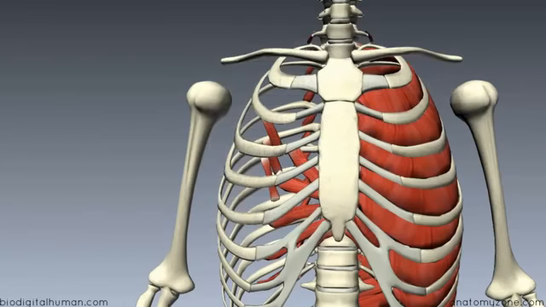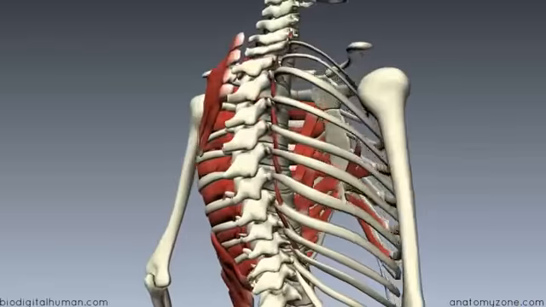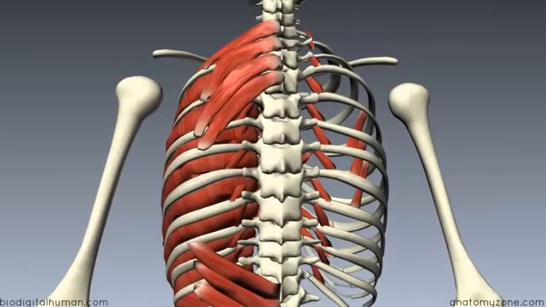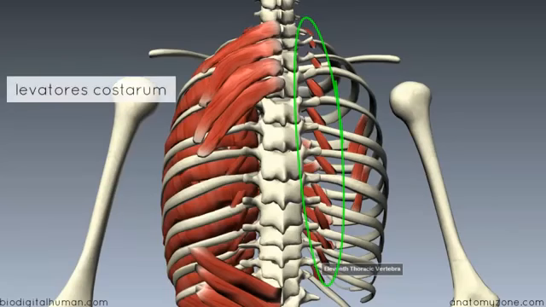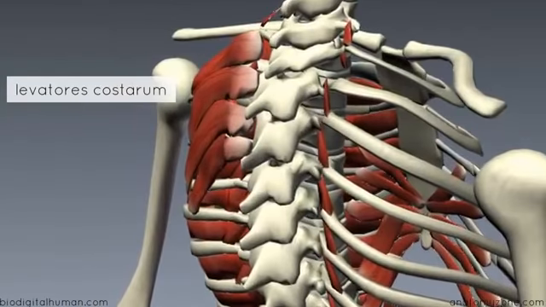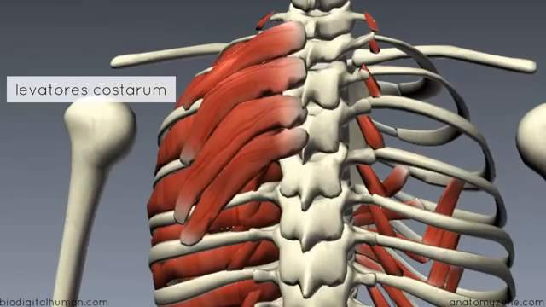So just coming back to this model again, we've got 3 more muscles that we need to talk about, and these are quite minor muscles, but I'll just talk about them very quickly. So rotating around to the back, I've dissected away the serratus posterior and the intercostal muscles from the right hand side, and you can see these 12 small muscles here, and these muscles are called the levatores costarum muscles, and they attach from the transverse processes onto the rib below.